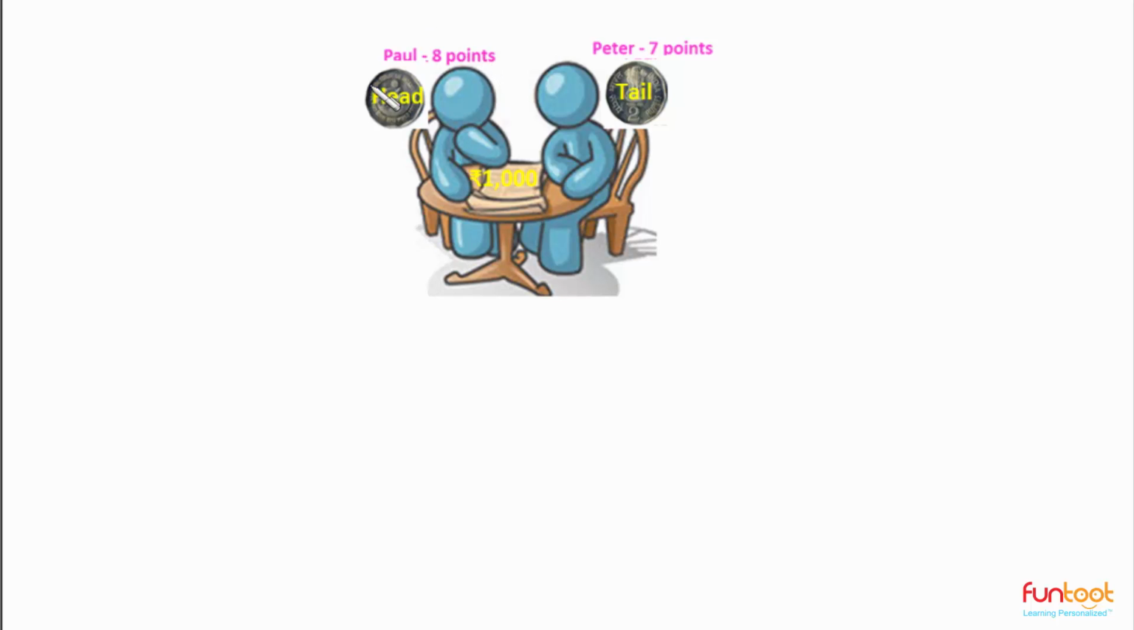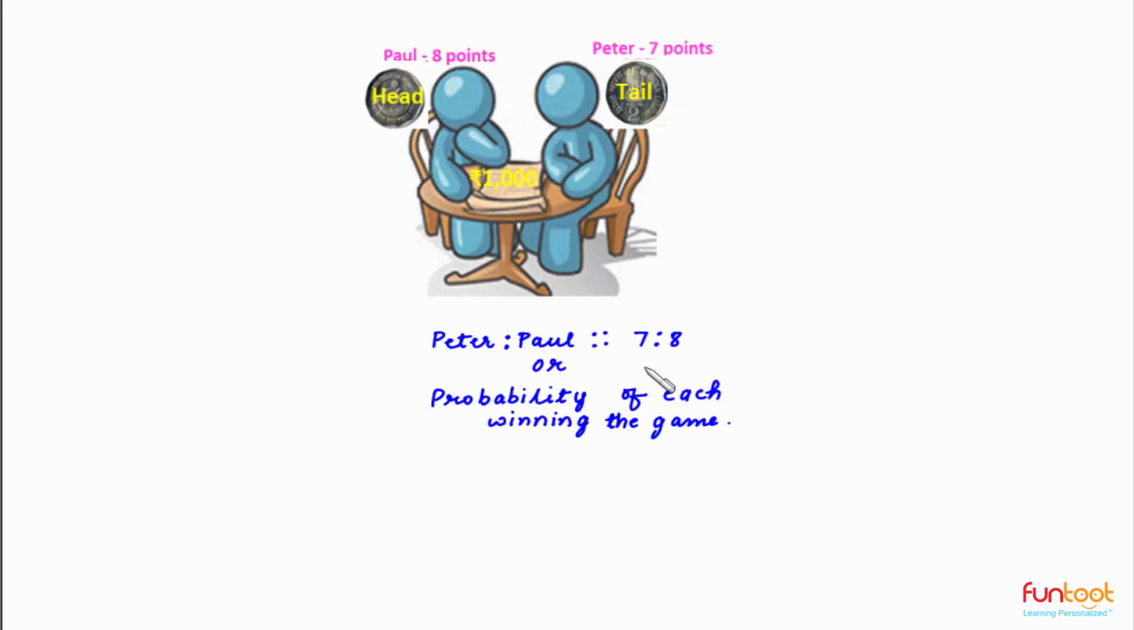Since Paul had a better score of 8 points than Peter, when the game was stopped due to an emergency, Paul should get more of the prize money as compared to Peter. But how much more, that we have to find out. Should we divide the prize money based on their current score? That means score of Peter as 7 and that of Paul as 8. Or we should divide the prize money according to the probability of each winning the game.